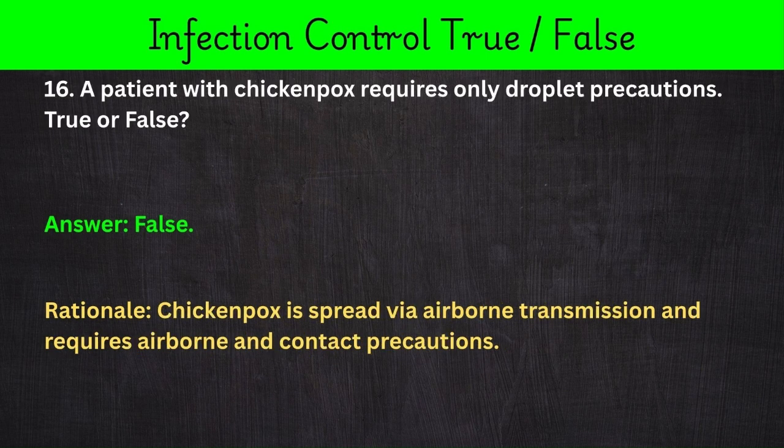16. A patient with chickenpox requires only droplet precautions. True or false? Answer: false. Rationale: chickenpox is spread via airborne transmission and requires airborne and contact precautions.